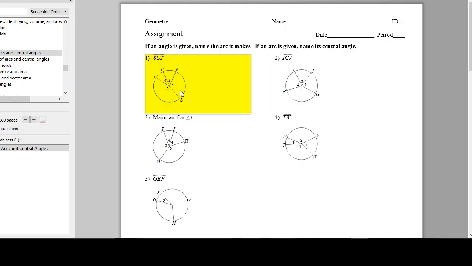When you're doing arc measures, all you do is add up the central angles inside. So if I'm going from S to U to T, then it's this major arc here. That would be 1 plus 4 plus 3. If I'm doing the minor arc, which would be that one, then it would just be angle 2. I don't really see the difference between the minor and major arc. How do you depict that?